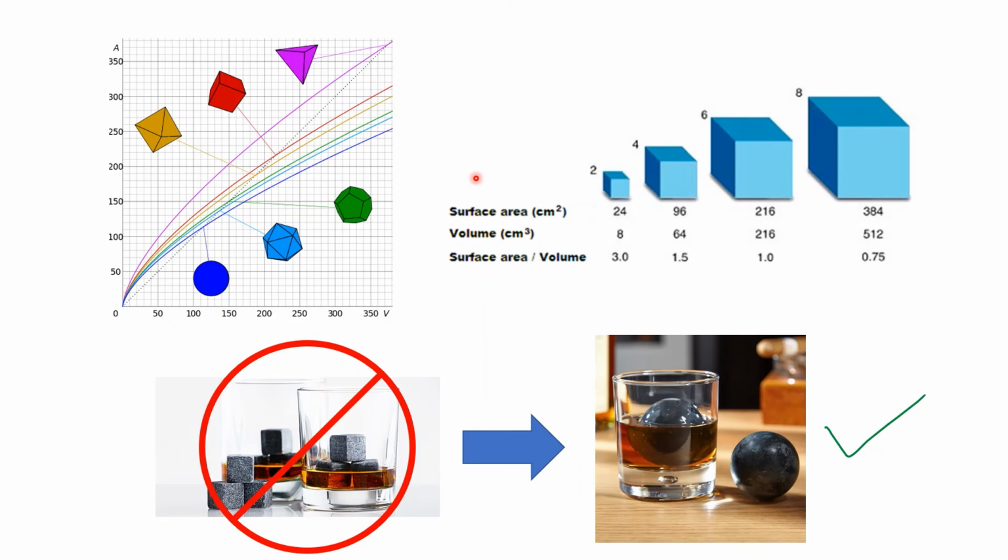So these small cubes don't really do a very good job of cooling down a liquid. Because the convection and the resistance to convection depend on surface area and volume, you want to minimize the surface area to volume ratio. So these small cubes don't do a very good job. If anything, you want a large cube. Even better than a cube would be a sphere.